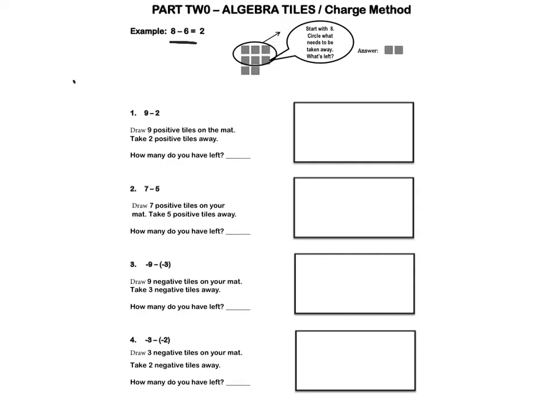I'm going to go ahead and do number 1. I'm going to draw 9 positive tiles on my mat. One, two, three, four, five, 6, 7, 8, 9. And I want to take away 2 of those. So then if I take away 2 of those, clearly we can see there's 7. Pause the video, answer numbers 2, 3, and 4, and then come back, and then I'll give the directions on the next part.